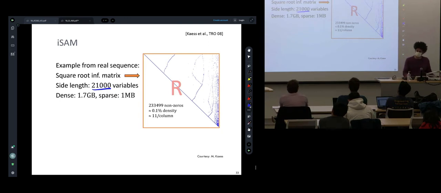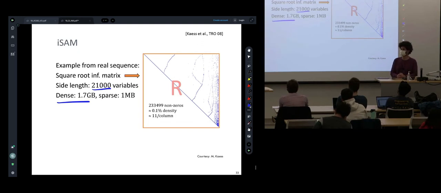if the matrix was dense, you would have to store 1.7 gigabytes. Filtering would make it dense. If it's sparse, you only store 1 megabyte. So the gain is huge. And this was a milestone in SLAM, using sparsity to solve the problem.